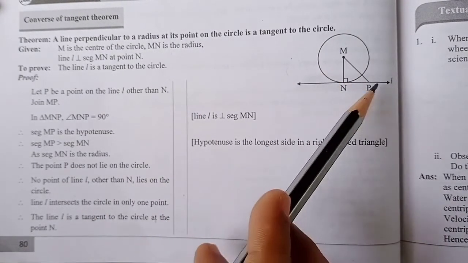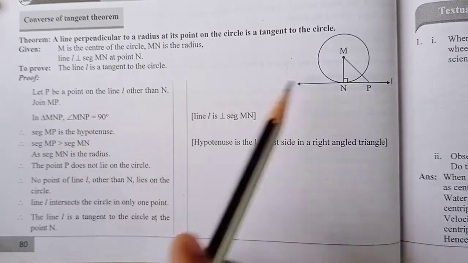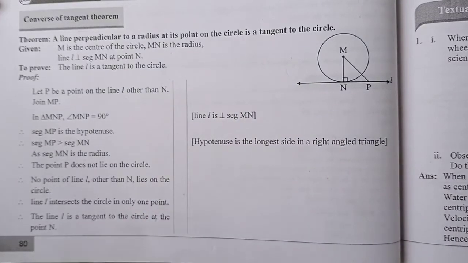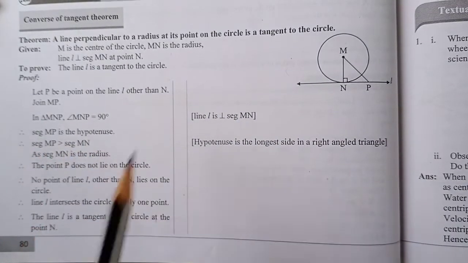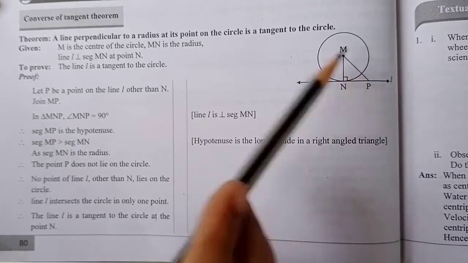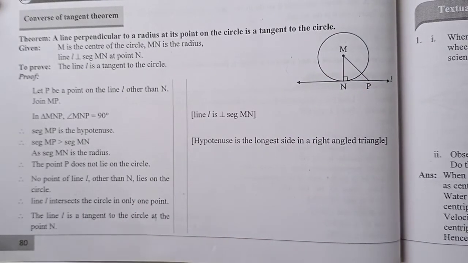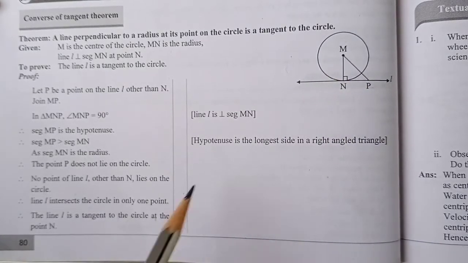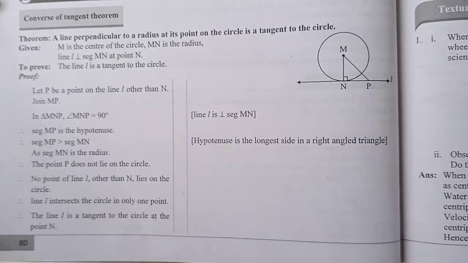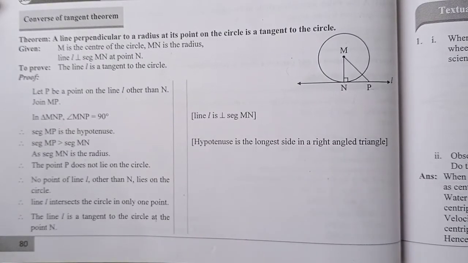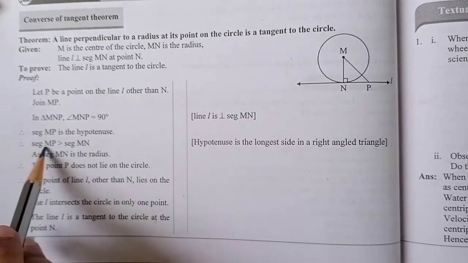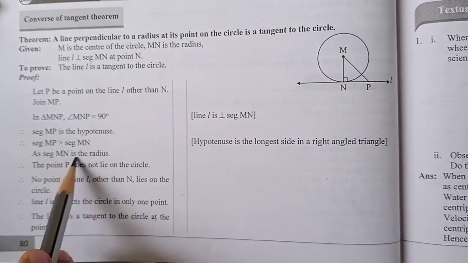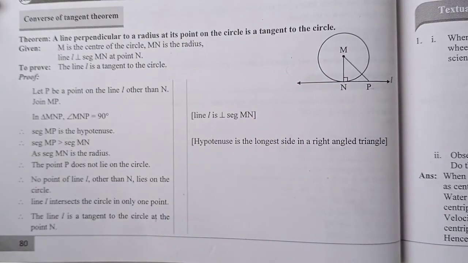In triangle MNP, angle MNP is 90 degrees, yes or no? Because already given MN is perpendicular to this line. So segment MP is the hypotenuse. Now this MP is the hypotenuse, yes or no? Therefore segment MP is greater than segment MN, yes or no? Because the hypotenuse is the longest side in a right angle triangle. Are you getting me, students? So using this you can say that MP is greater than MN, as segment MN is the radius.